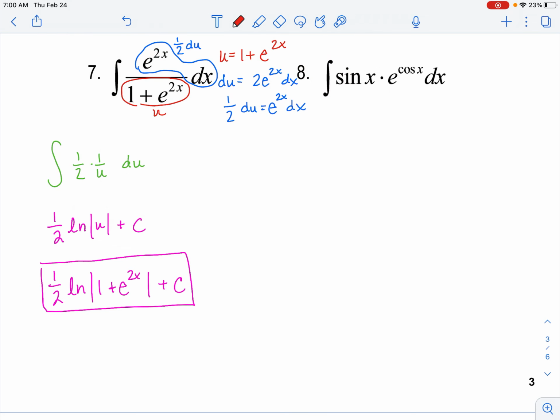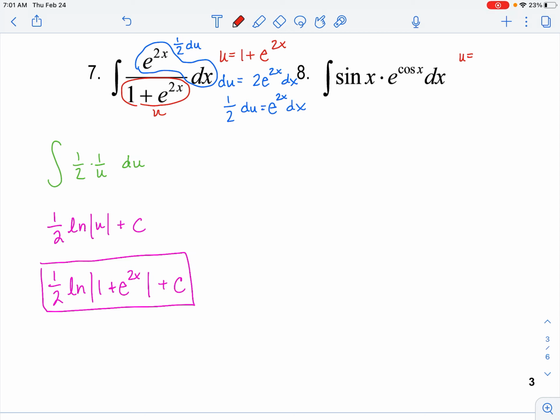All right, number 8. If you feel like you are rocking and rolling here, then I would maybe pause and do number 8 on your own, and then check to see that you got the same thing that I did. So you can go ahead and pause now and work it out. And let's get the answer here.